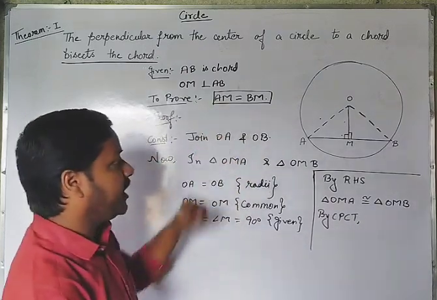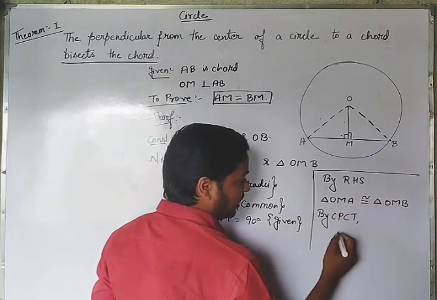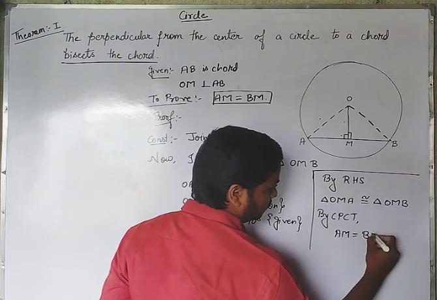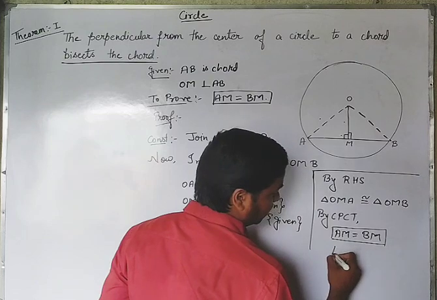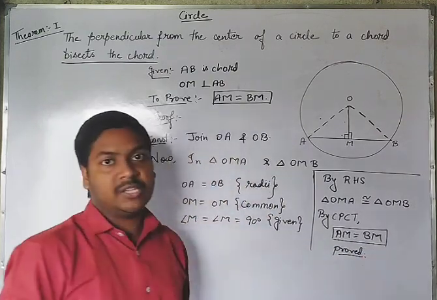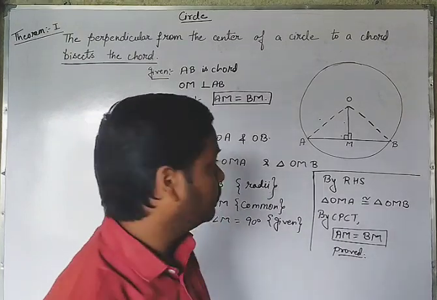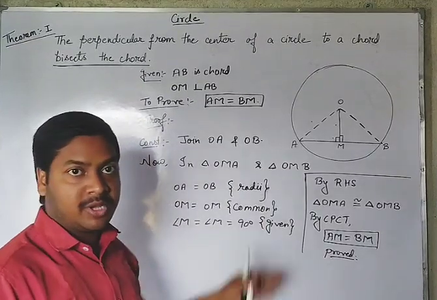What we have to prove? AM and BM. So we will write AM equal to BM, and hence our first theorem is proved. Another theorem is vice versa of it. So we will see the other theorem also together. I hope this theorem you have understood.